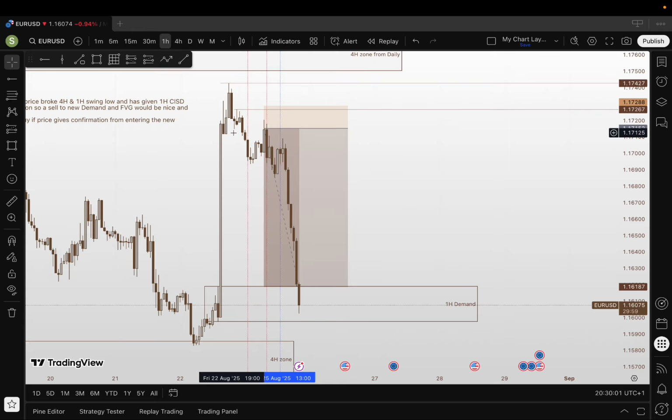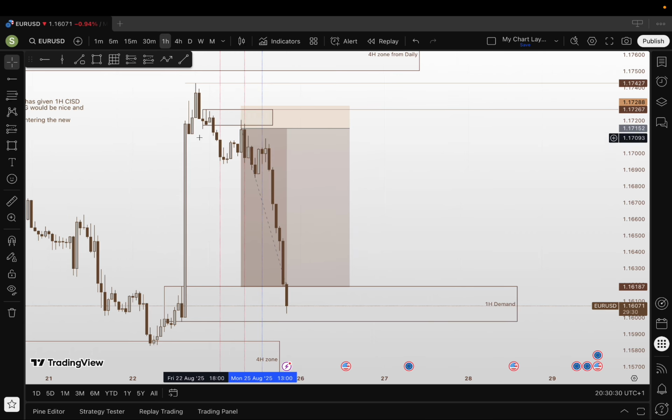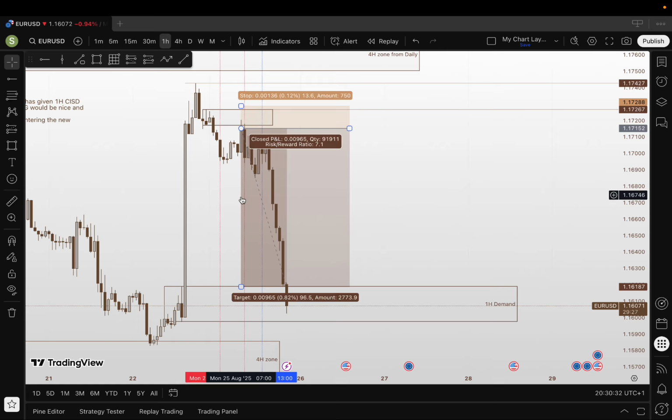Gave a 1 hour breakup structure, breaking this low. Then when it broke that low, it created a new 1 hour supply. This is the move that swept liquidity before this move that broke this low, and there's fair value gap here. Fair value gap here. There's fair value gap here. So this is a new 1 hour supply zone. So immediately gave me this 1 hour breakup structure.